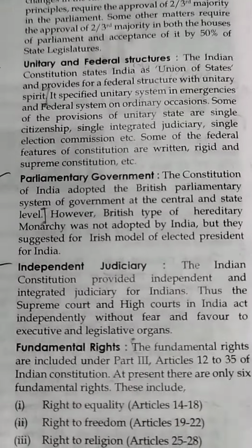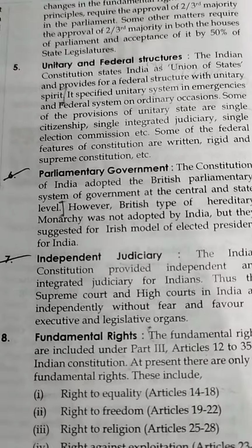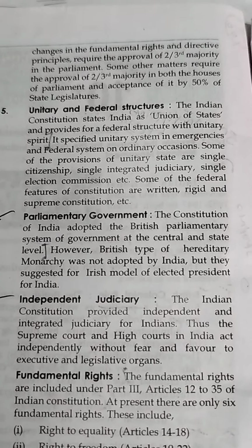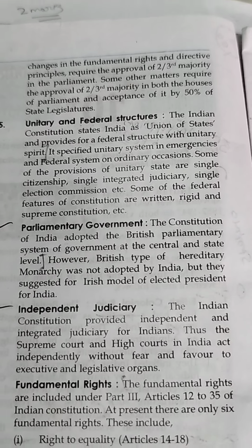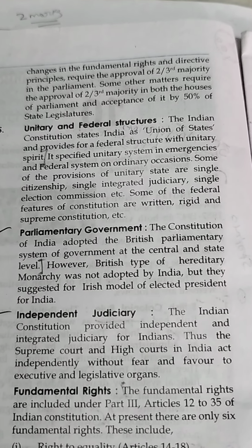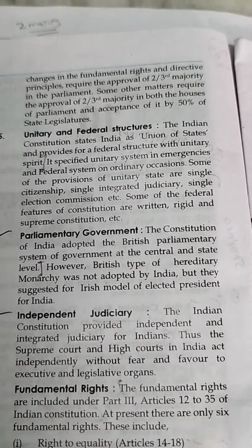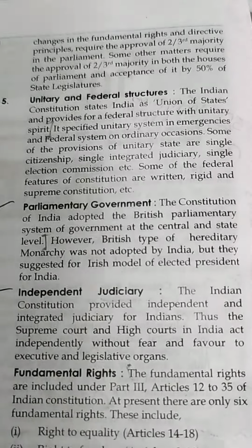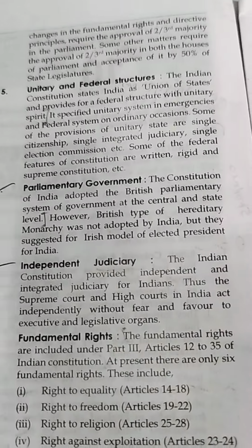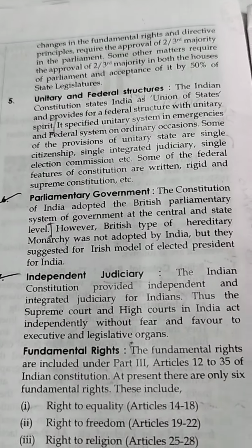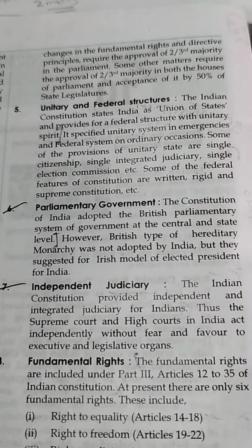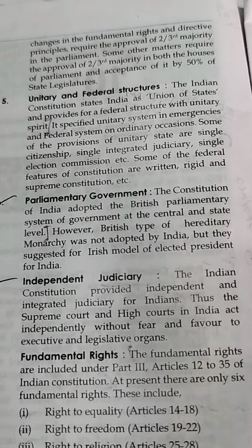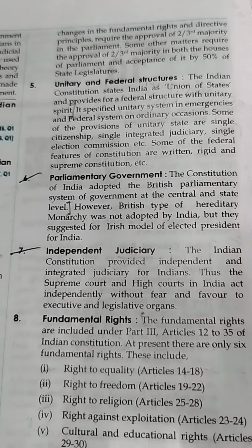It requires a two-thirds majority to change fundamental rules and regulations, and some other matters in both houses of Parliament. Two-thirds majority in both houses of Parliament and approval by 50% of state legislatures. And some different rules require more than 50% of state legislatures.